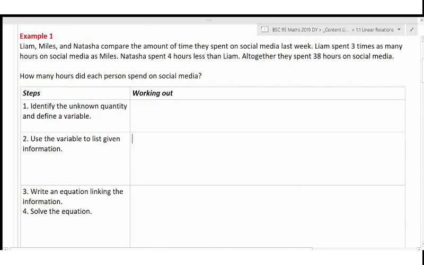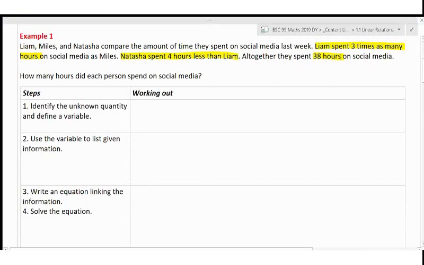We've got some people. We've got Liam and Miles and Natasha, and they're comparing the amount of time they spent on social media last week. We've got some key information next, actually, so I might just grab out a highlighter because it says Liam spent 3 times as many hours on social media as Miles. Natasha spent 4 hours less than Liam. Altogether, they spent 38 hours on social media all up.